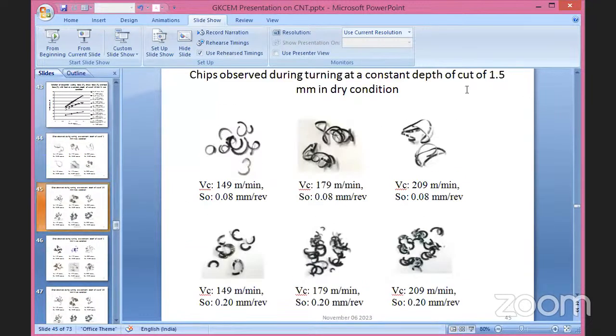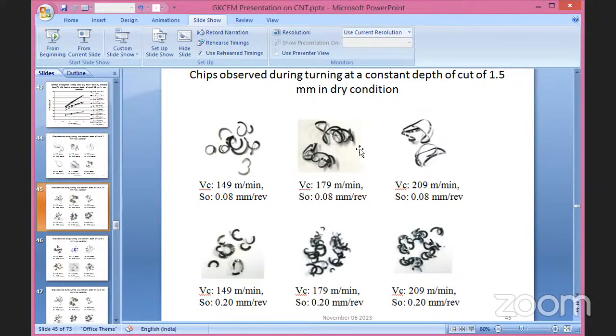Then the next condition is the 1.5 millimeter depth of cut. Here also you find that in many cases chips are getting broken. And if chips are getting broken with a lot of deformation, then that also requires more force. So that is another thing you can note down.